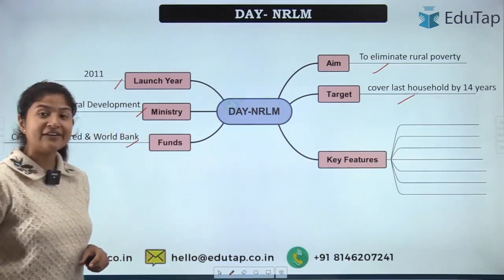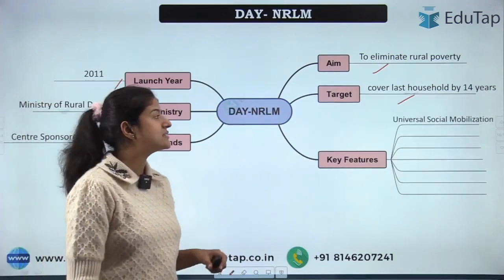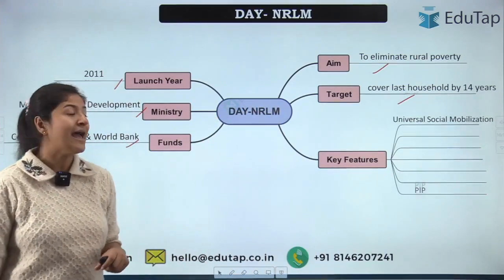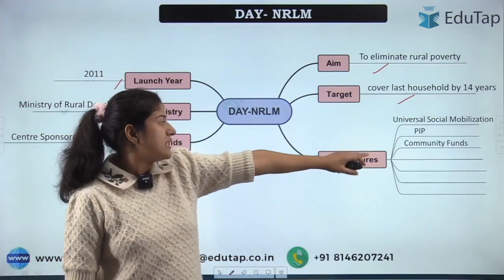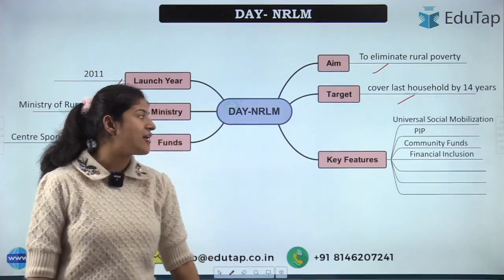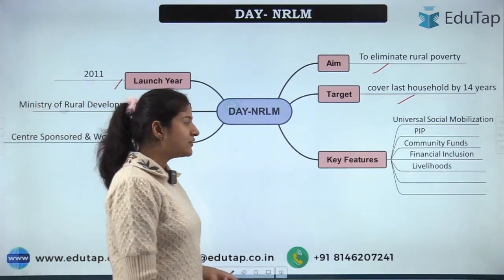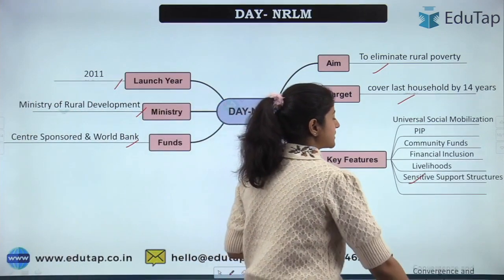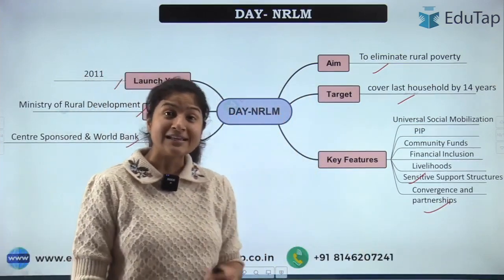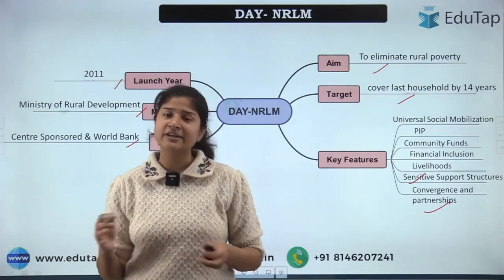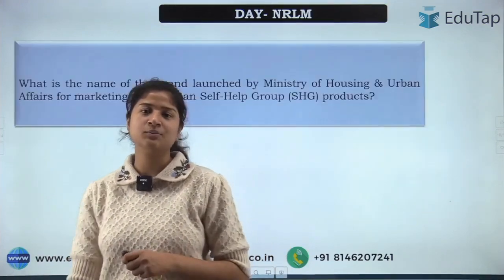Talking about the key features, we have already done them. The first one is universal social mobilization. Then we have PIP. Next is the community funds. Then we have financial inclusion, livelihood, sensitive support structures, and at last convergence and partnerships. So that is all for this particular scheme. We have covered everything that is important from the examination point of view.